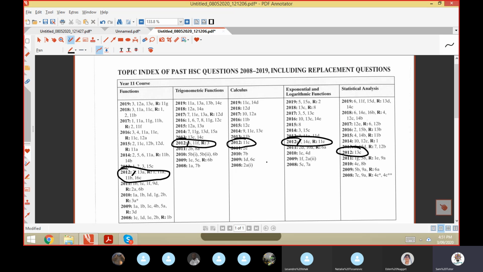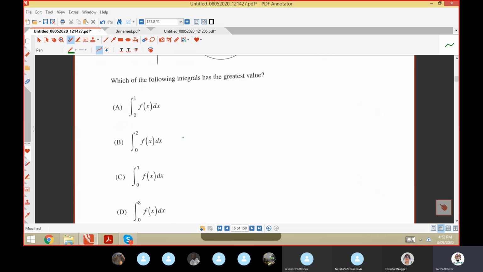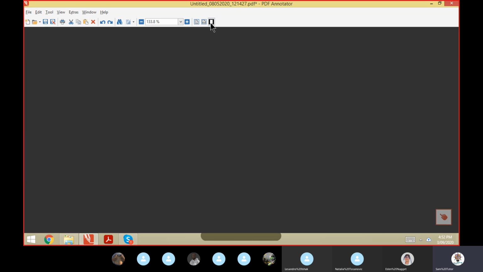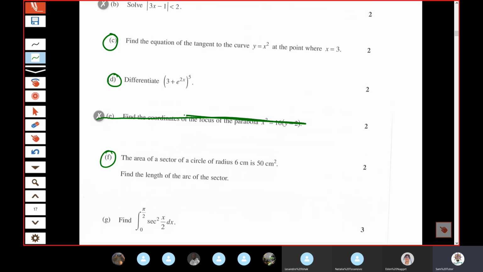Question 7. What are we up to? Question 11. 11C and 11F. Oh, you can do D as well for those who have done differentiation of exponentials. So C, D, and F. So cross that out so you guys can look at that. All right, try those three. 6 marks. 2, 4, 6. 11C, D, and F.